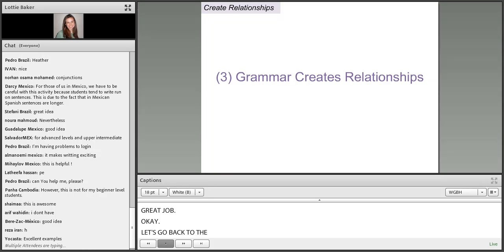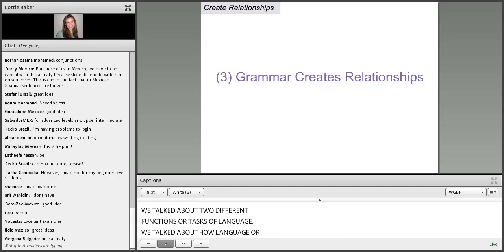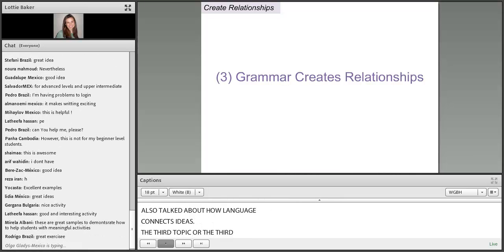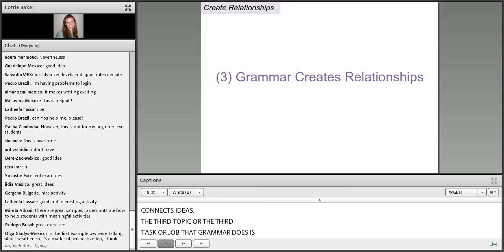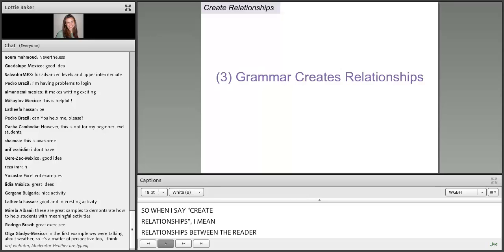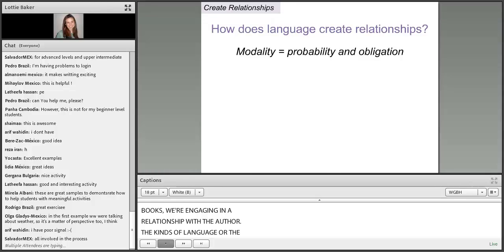So we've talked about two different functions or tasks of language. We talked about how language or grammar makes meaning, and we also talked about how language connects ideas. The third task or job that grammar does is grammar creates relationships. When I say create relationships, I mean relationships between the reader and the writer and the listener and the speaker. So even when we're reading books, we are engaging in a relationship with the author. And the kinds of grammar we use can define the type of relationship.